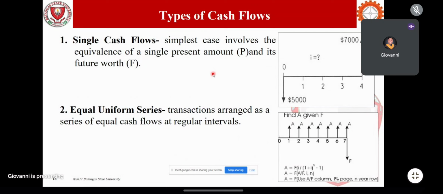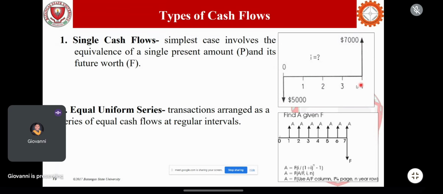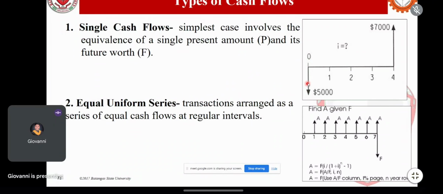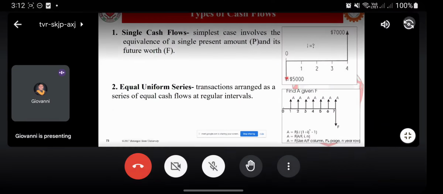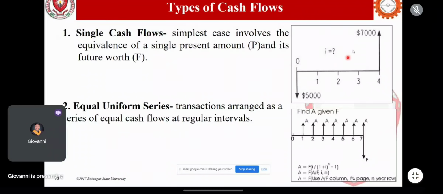So single cash flow is the simplest case, involves the equivalence of a single present amount P and its future worth F. So when we say single cash flow, from zero to year end, kung ano mang year yon, ang progression lang natin or ang movement natin ng pera ay ang nag-a-affect lang is itong si interest. Depende kung magiging magkano yung value ng ating interest.